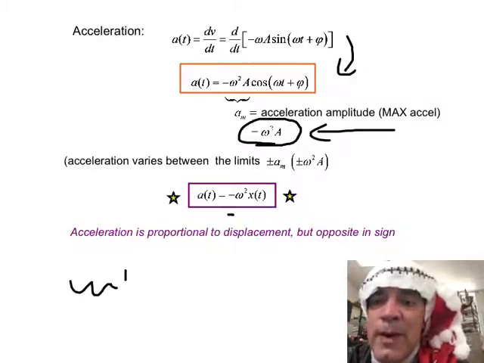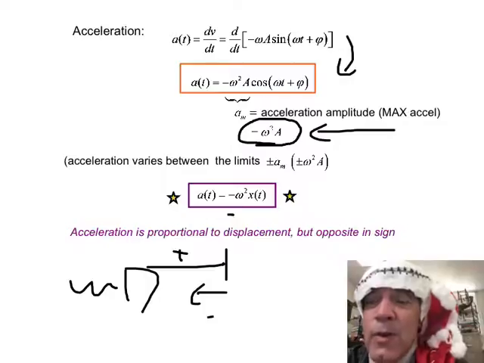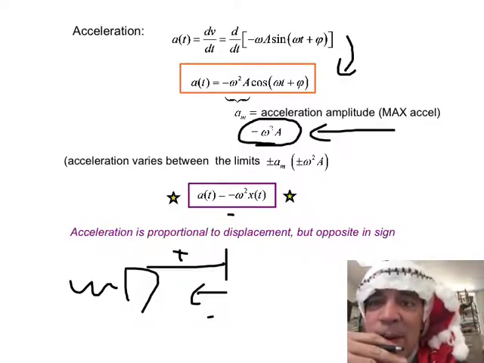Now we knew that from a spring, right? We knew that when my displacement is a maximum out here, my displacement is positive, but my acceleration is negative. But this is sort of going through these equations and making sure they match up with our expectations for what simple harmonic motion should do.